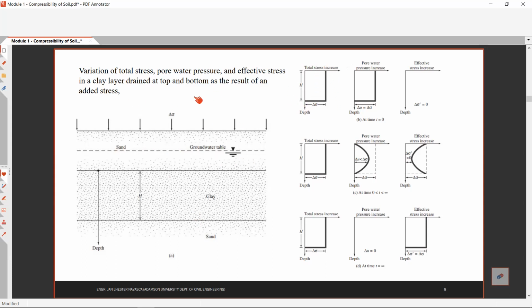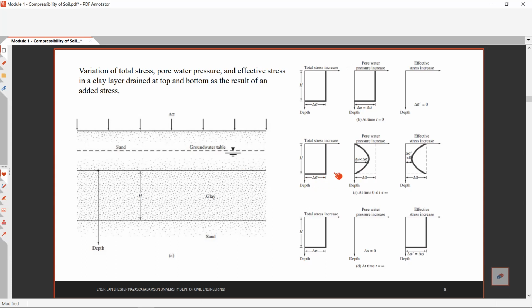Since the total stress increase is, syempre, yung change dun sa total stress is delta sigma. Therefore, at time t equals 0, yung change in the pore water pressure is equal to delta sigma then. And the effective stress is 0. Wala pa. Now, when time goes from 0 to positive infinity, yung total stress increase is the same. Yan pa rin dapat yun.